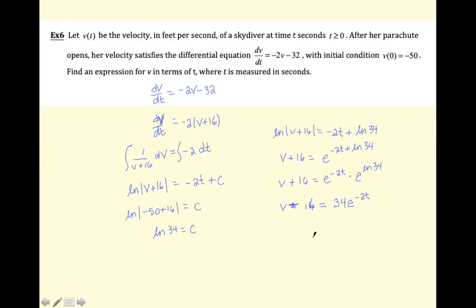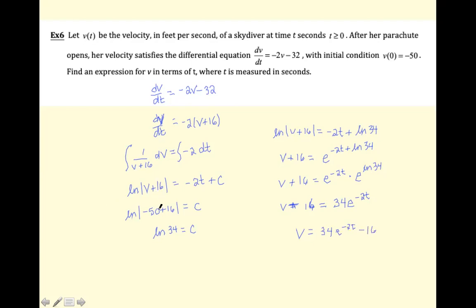And somewhere in here I lost a sign. No, that was okay. I'm just checking my work here, because we should be getting that v is equal to a negative 34 e to the negative 2t minus 16. So I've got to figure out where I made my mistake here.